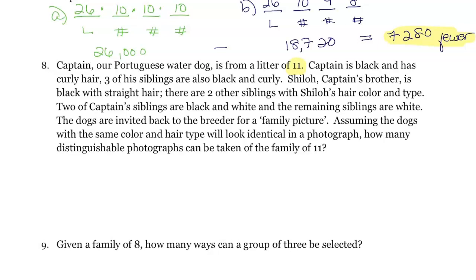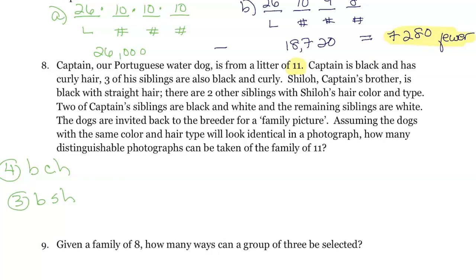Captain is black and has curly hair. Okay, so one type is black with curly hair. Okay, and how many of them? So 3 of his siblings are also black and curly. That means that there are 4 that are black and curly. Okay, next one. Shiloh, Captain's brother, is black with straight hair. So black and straight hair. So it's Shiloh and there are 2 other siblings with Shiloh's hair color and type. Okay, so that's Shiloh plus 2 others. That makes 3.